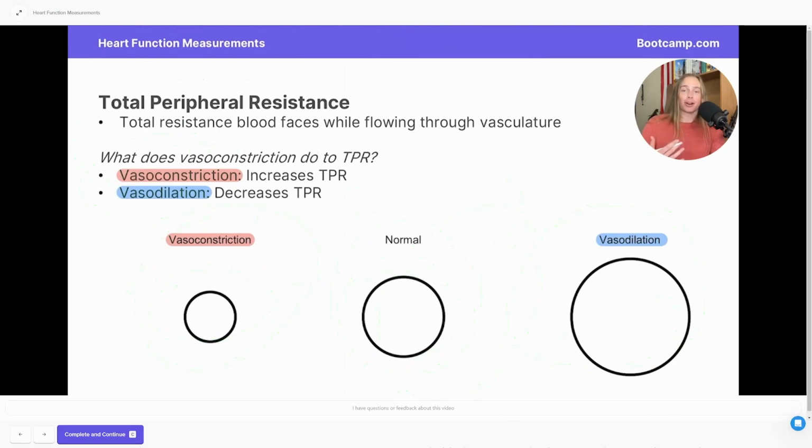and it's going to end up increasing your TPR. On the other hand, if we compare a normal vessel with a vasodilated vessel, we see that the vasodilated vessel has a lot more storage space for that blood. This is going to decrease pressure and make it so TPR is going to decrease.